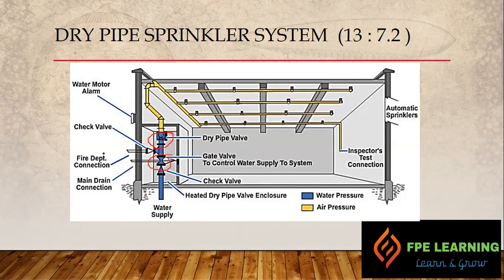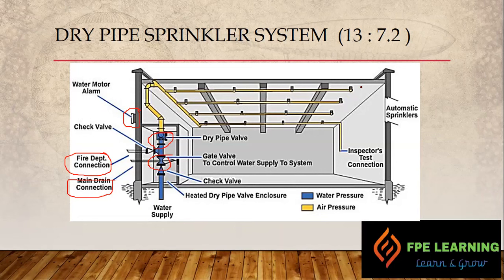Then we have a fire department connection to supplement the water supply to the system in case of emergencies. And we have a main drain connection here to discharge the water in case of maintenance, or once the system discharges, to put the system back in service. Then we have a water motor alarm. When water starts flowing, the water pressure goes directly into the impeller, giving a high-pressure jet that causes the impeller to rotate and sound an alarm. This is how the water motor alarm works.